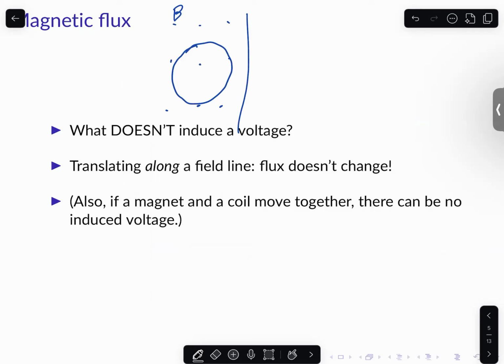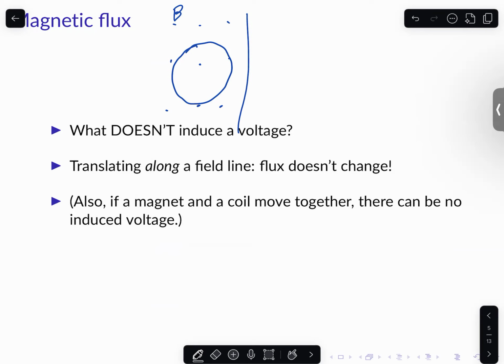What doesn't induce a voltage? Suppose I am a loop of wire. Here's a magnetic field coming this direction. If I move this direction, I am encountering the same field vectors, the same field lines, piercing through me just as much. No change in flux. There might be a flux, but it's not changing, no voltage.